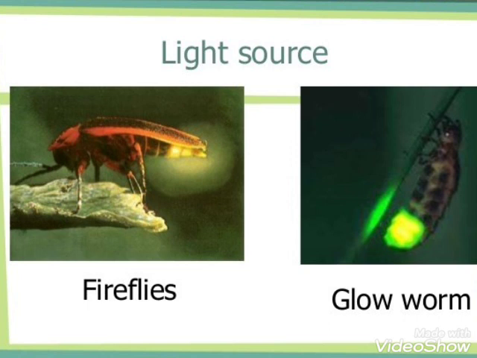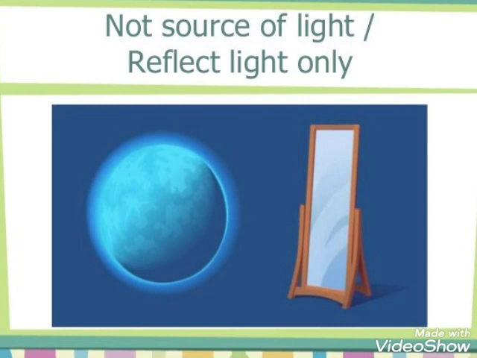Other than sun, some organisms like firefly, glowworm and some aquatic organisms also have light in their bodies. They also give light. These are known as the natural sources of light.